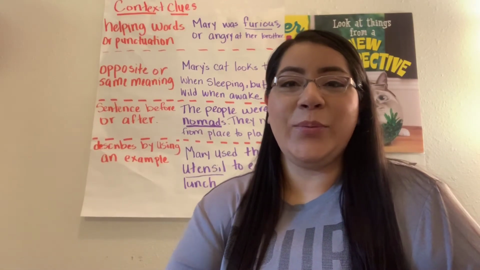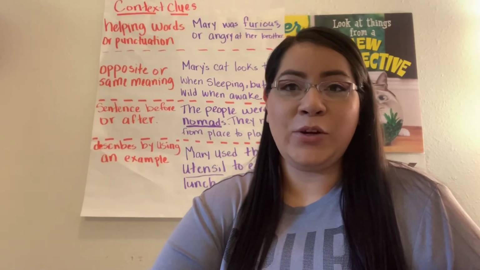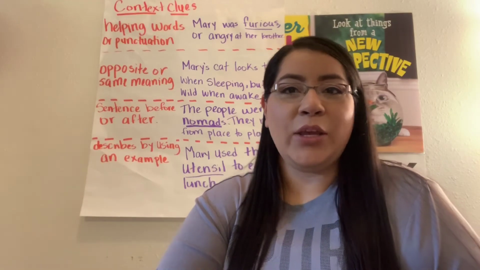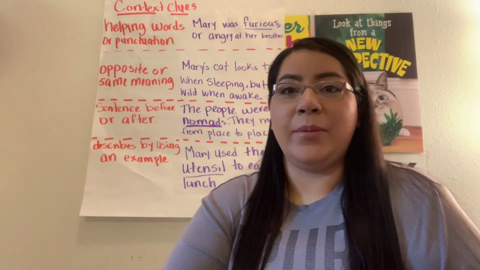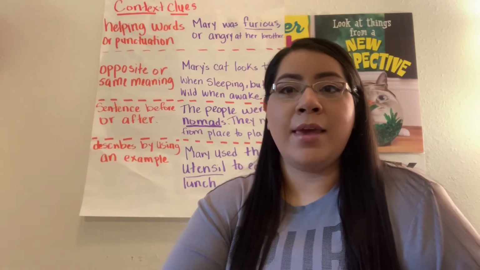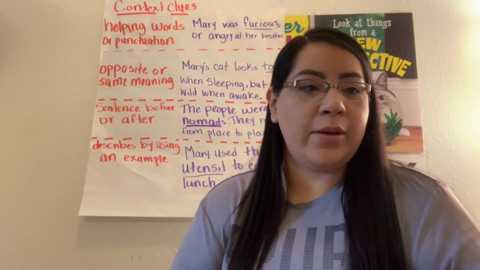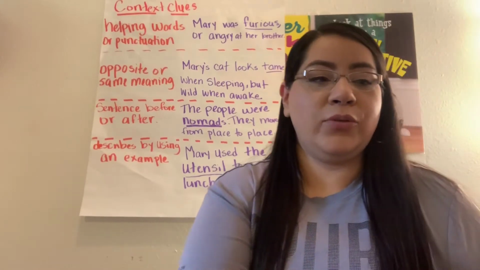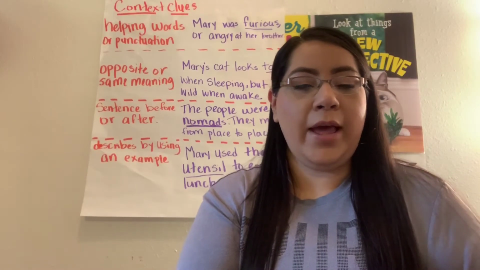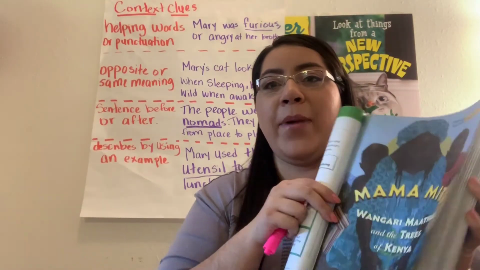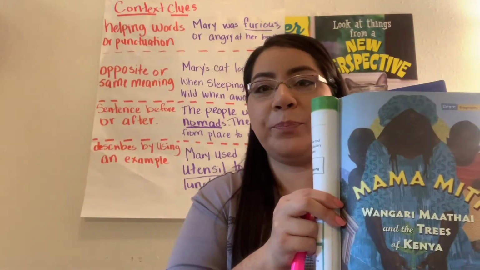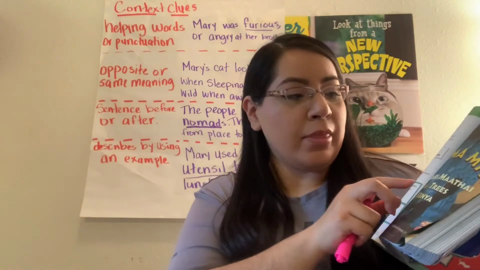Today we're going to continue with the reading vocabulary lesson over context clues. Now you had some brand new vocabulary words with the story for this unit. The story that you have been reading, and now you're answering the questions looking at the vocabulary, was called Mama Miti in your My View Volume 1. Okay, the Wangari.